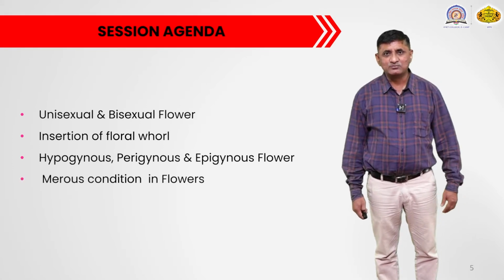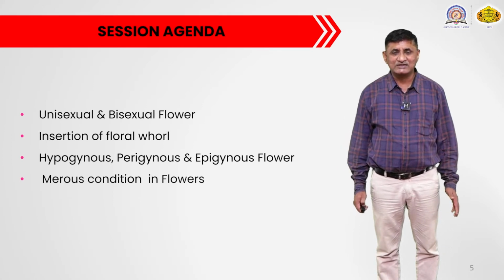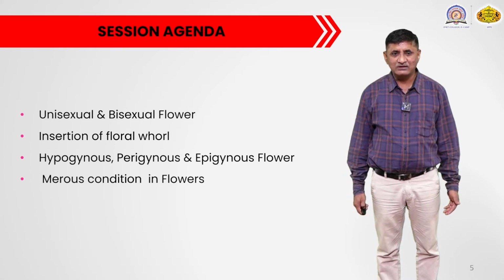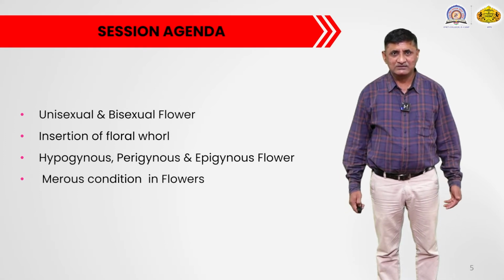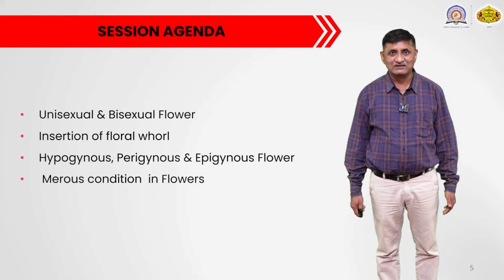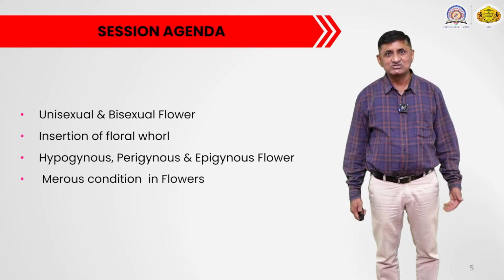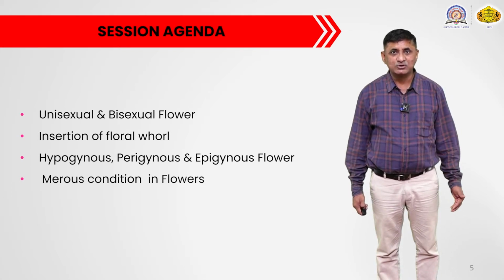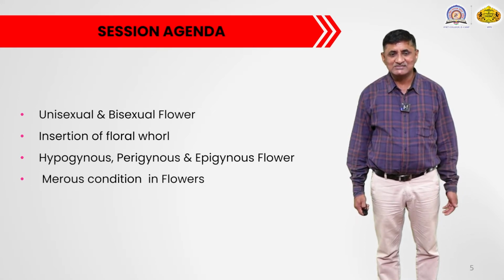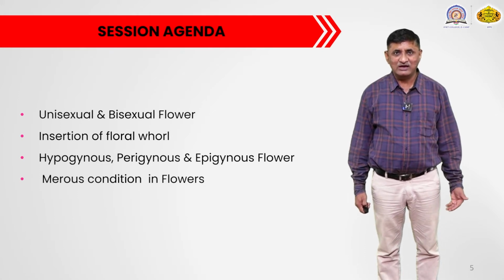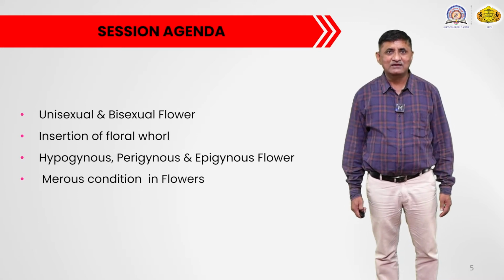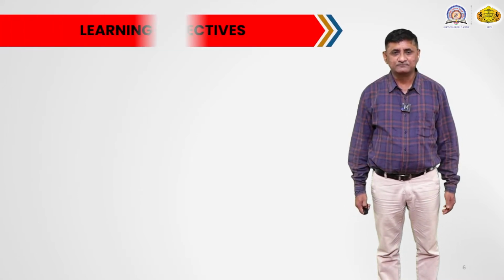The last point of today's session is that we want to understand what merosity in a flower is. Merosity means: how many calyx, how many sepals, how many petals, and how many stamens are present. According to the number of these different floral parts, the merosity of a flower is decided, and we want to learn and understand the merous condition in a flower under the merosity of a flower. This is our today's agenda in the series of studies of flower.